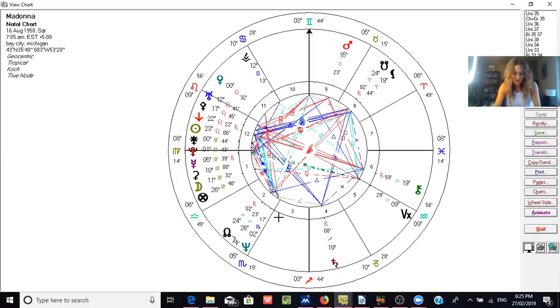Now, the other thing that I wanted to say was, let me just have a quick look at this. So Madonna is a... when you are working with this little system here, you will notice that I have the elements on this side, right? Earth, air, fire, and water. And then you will notice I have day, night, and what's called participating. Don't worry about what participating means or stands for.